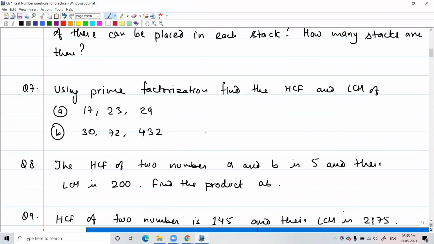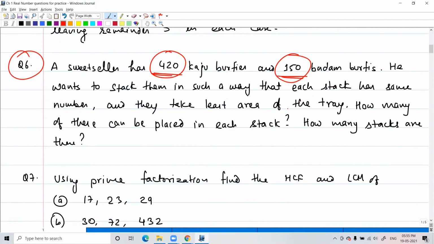Sir, I am having confusion in the 12th question. Sir, how should we find how many stacks there are? Yes, we'll get to that. Hari will get to the 12th question also. This question will not take much time. Don't worry. It will not be like the second question. So let's finish this very quickly. Okay.